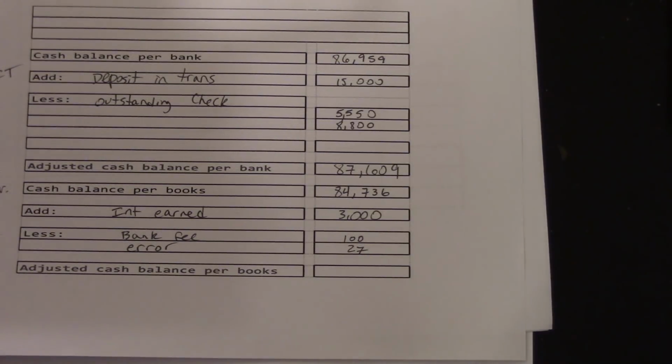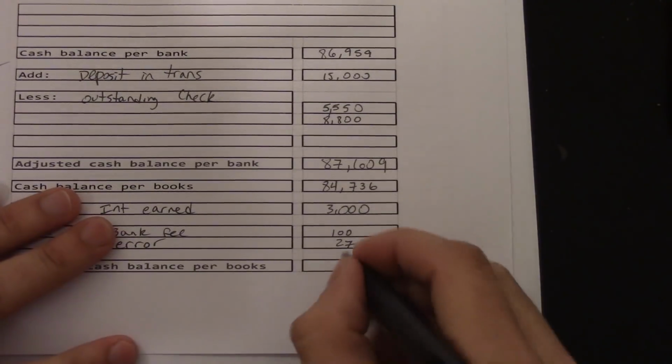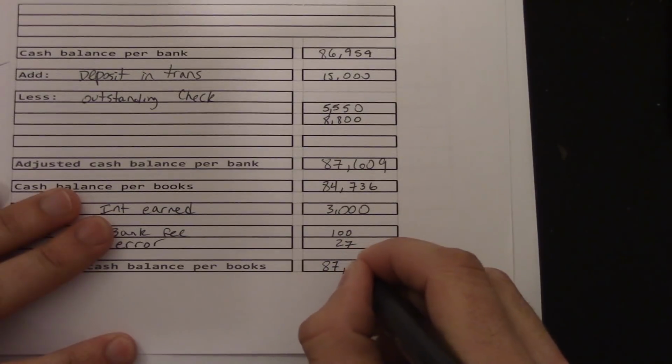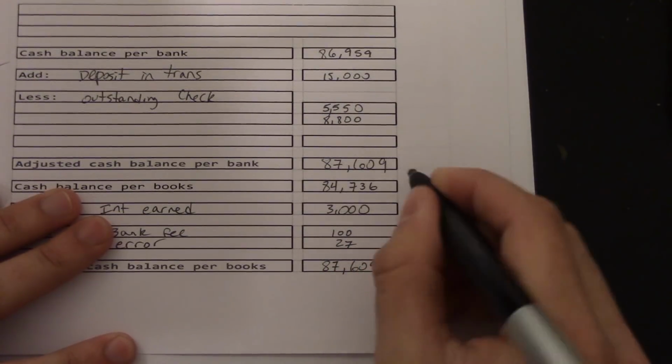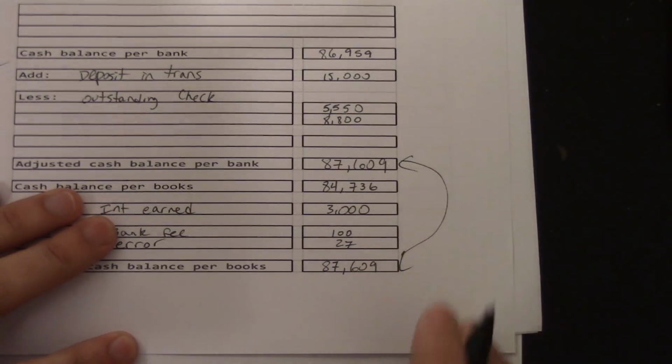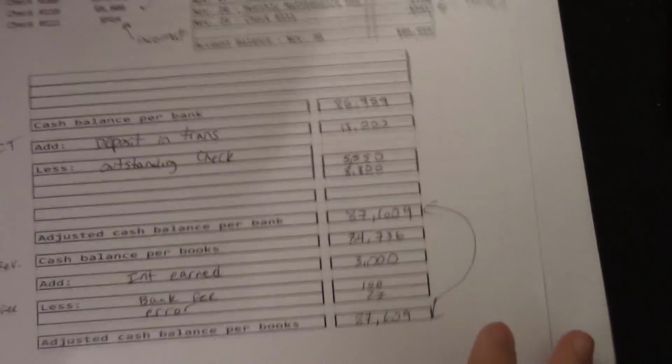Our cash balance per the books, $84,736, plus the interest earned minus the bank fee and the error should give us $87,609. These numbers match, so we are good.